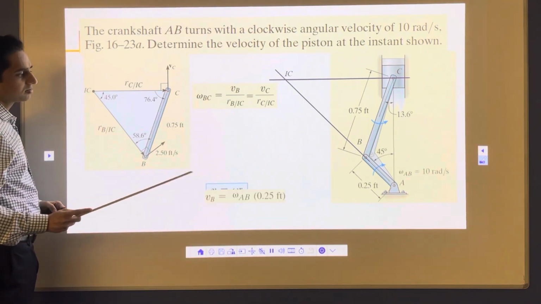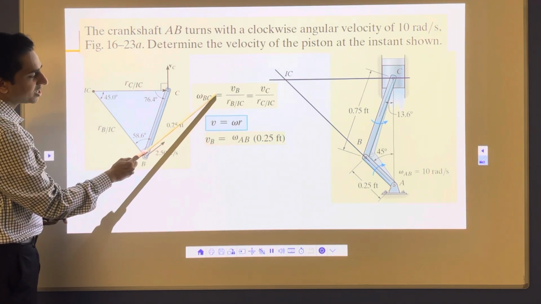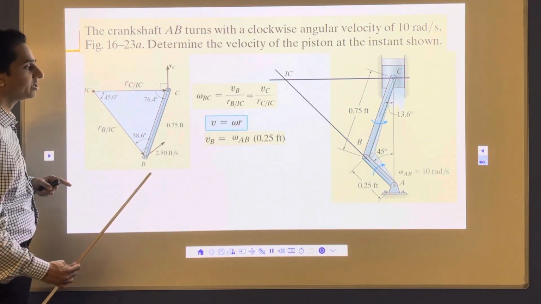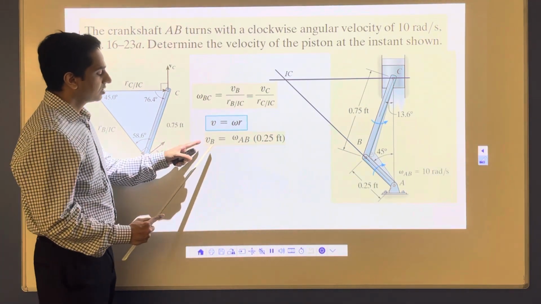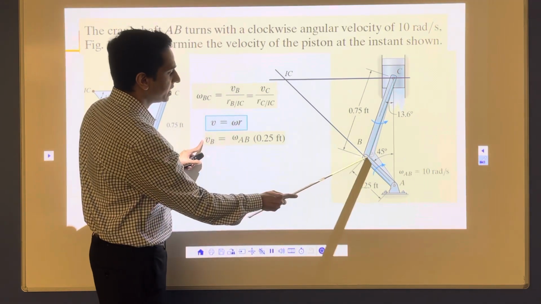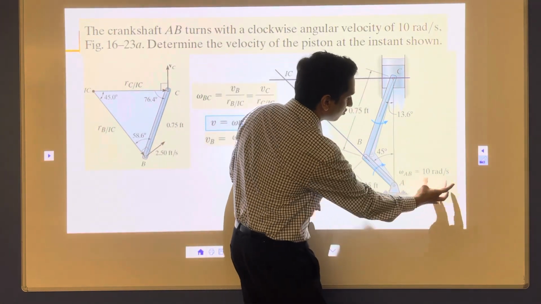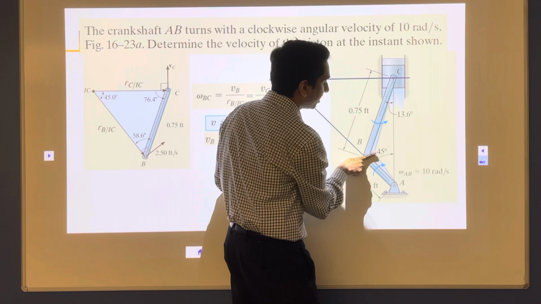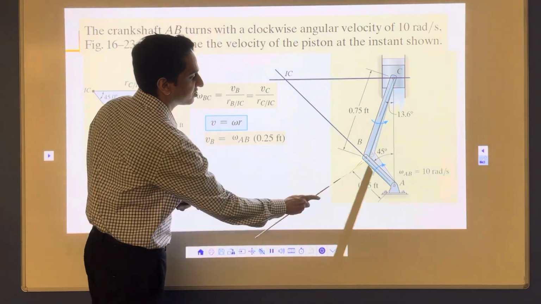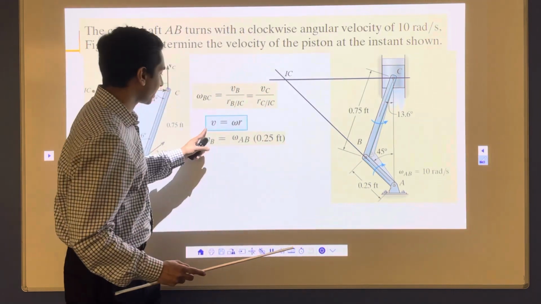Now to calculate VC, we need to know either omega BC or this VB, and also we need to know these distances, whatever the lengths are. So the first part, this VB: V equals omega times R. So this VB is nothing but omega into this R. This is given, so this is moving like this. Based on that, I should be able to calculate the linear velocity of point B. VB is equal to omega AB into 0.25 feet, whatever these distances are. It means VB is 10 into 0.25, and that's how I can calculate VB.